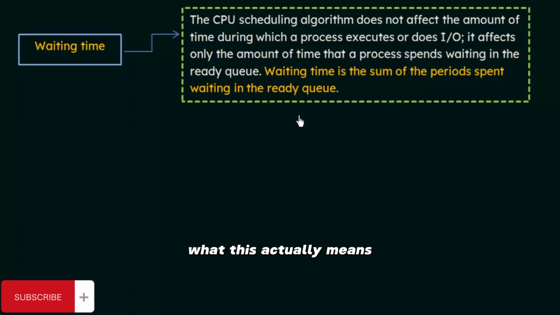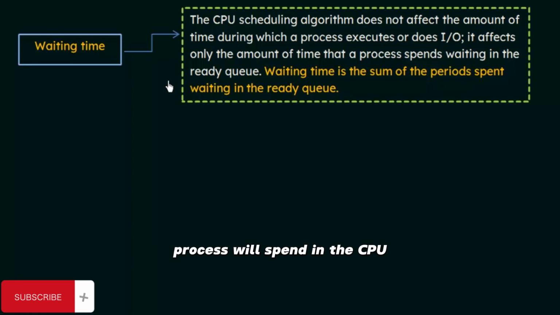Now, what this actually means here is that the CPU scheduling algorithm does not affect the amount of time during which a process executes or does I/O. Now, what does this sentence mean? It is very important when we talk about CPU scheduling. What does scheduling do? Scheduling means the scheduler is assigning the CPU to different processes. So once a process gets the CPU, the time it executes in the CPU, or the time it takes in performing input-output operation, does not depend upon the scheduler. The scheduler has nothing to do with that.